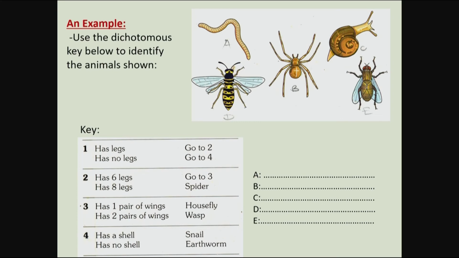So you continue going through the key and looking at those animals, and you'll finish and get all the names of those animals in the key given there. I'll give you 1 minute to try out and figure out the names of the rest of the animals, and then I'll give you the answers in the next slide.